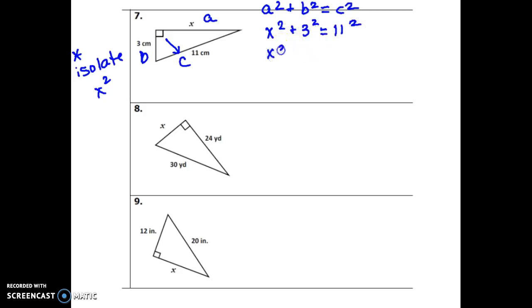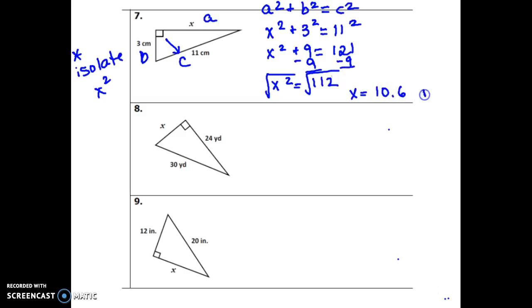So we've got x squared plus 9 is equal to 121. And then we're just going to subtract 9 from both sides, and we get x squared is equal to 112. Then we take the square root of both sides to solve for x, and we get x is equal to 10.6 centimeters. There's our answer.